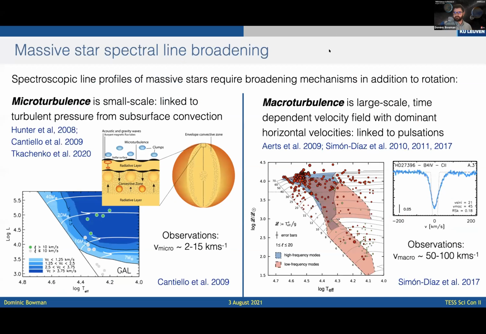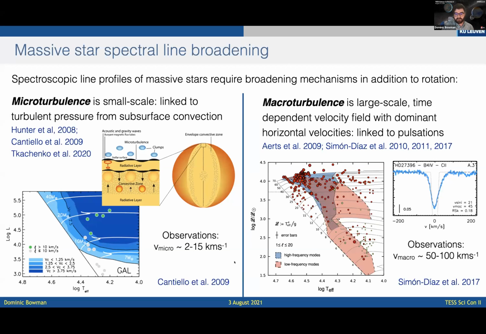Now, how is this related to macroturbulence? Well, there are a couple of different broadening mechanisms. So changing gears to spectroscopy now, that we find for massive stars. The first is, of course, rotation, which I'm not going to talk about because that's one of the most fundamental broadening mechanisms in spectroscopy. But the two that become increasingly more important as you go up the main sequence are microturbulence and macroturbulence. And microturbulence is commonly referred to as small scale, and it's been linked to the subsurface convection zone.